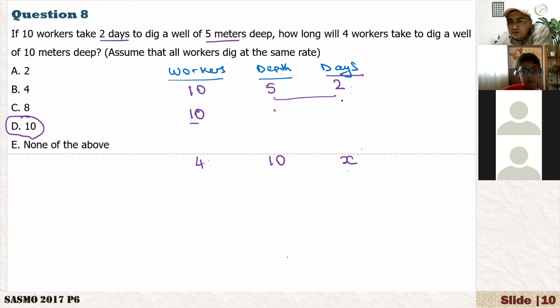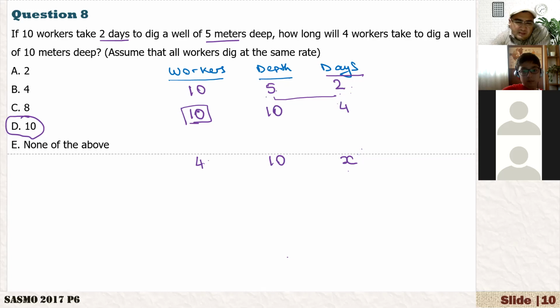It's like painting the house. If you have more workers, they can paint more houses or a bigger area of your house. Now, if you have 10 workers, if you give them more days, they can dig more. Less days, it is less. So if we give them 4 days, in 2 days, they can dig 5, another 2 days, they can dig 5. That means that in 4 days, they can dig a well of 10 meters.